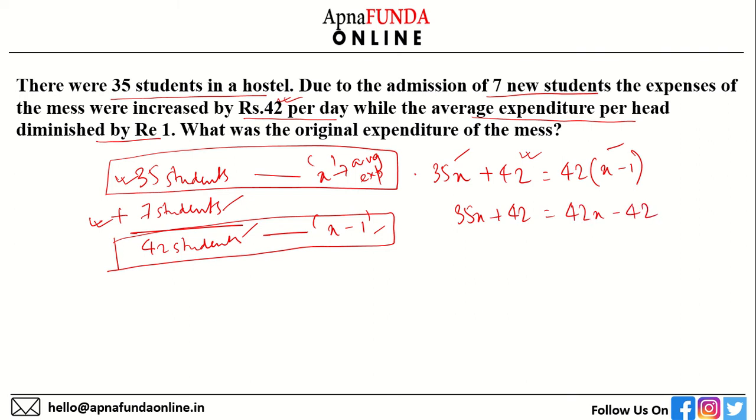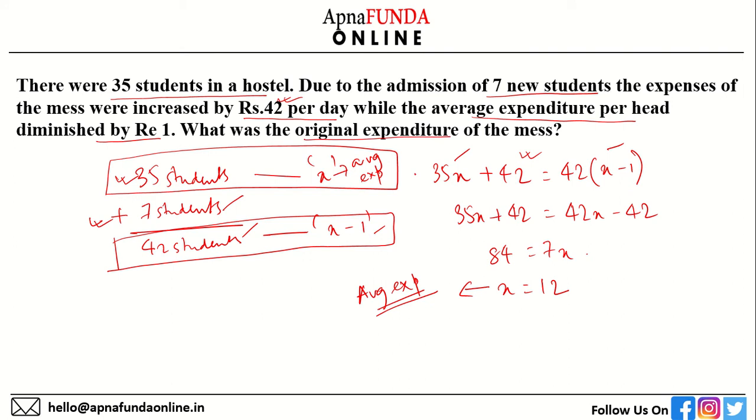Correct? This becomes 84 is equal to 7x. So x is equal to 12. Correct. Now we have not yet finished our question because, as I said, x is the average expenditure. What we need to find is the original expenditure.